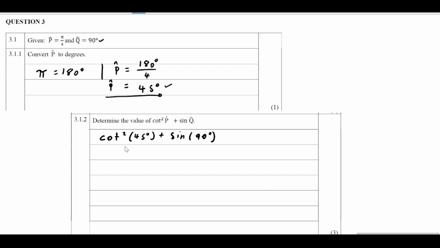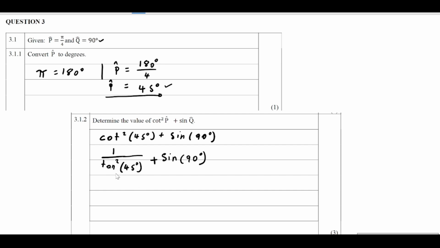Remember, what is cot? Cot is 1 divided by tangent. You don't have cot on your calculator, but you can have it if you convert or write this as 1 divided by tangent. So it's going to be 1 divided by the tangent of 45 degrees. Don't forget the square. Plus, you can simplify sine, but let's just write it. The sine of 90 degrees. And then you use your calculator.